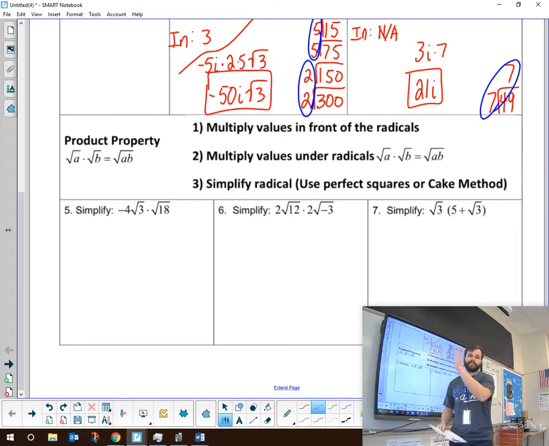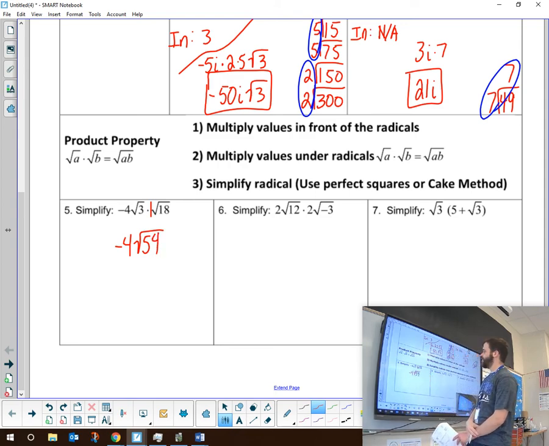Well, we multiply my whole numbers together and my square roots together. So I'm going to go negative 4 times, there's not really anything to multiply other than 1, so it's just going to stay negative 4. Okay, but the square root of 3 times the square root of 18, well, I have to go 3 times 18, don't I? Okay, and 3 times 18, let me work that out. It's going to be 54, right? So 3 times 18 is 54, and now we're going to try to simplify 54.